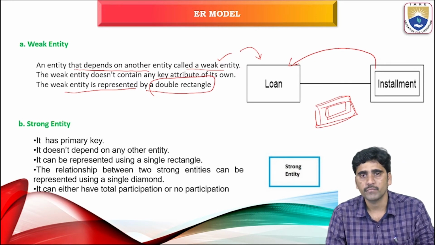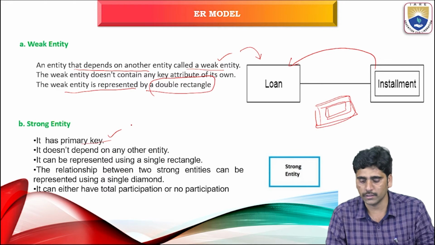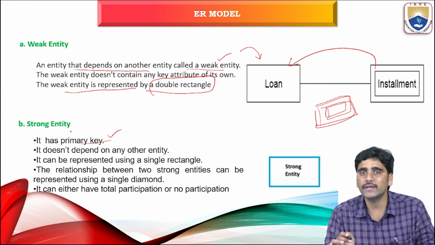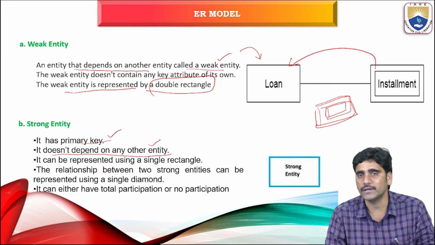And strong entity. A strong entity is not a weak entity, and it has a primary key. Why are we saying that it has a primary key? All primary keys are the key attributes for all the other attributes. So that's why we said that a strong entity has a primary key, and it does not depend on any other entity.